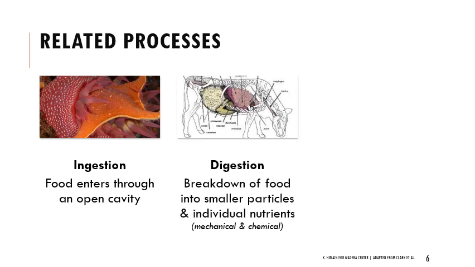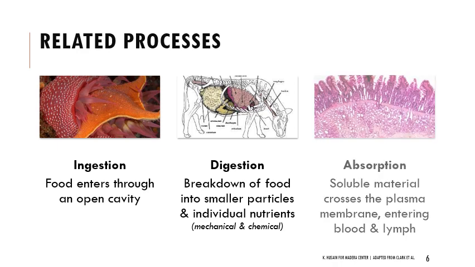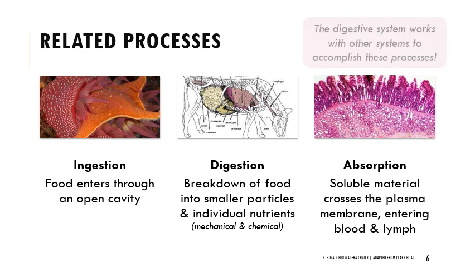Then we have proper digestion, which can be broken down into mechanical and chemical digestion. So taking that food, breaking it into smaller particles, and then into smaller molecules. So actually cutting apart bonds. And then once it's able to be absorbed into our cells, we go through this process of absorption. That's a picture of the small intestine, which will be crucial for this. That's when soluble material can actually cross through the plasma membrane and get into our blood and lymph. So the digestive system is working with a lot of other systems to accomplish these processes. It's not just working on its own.